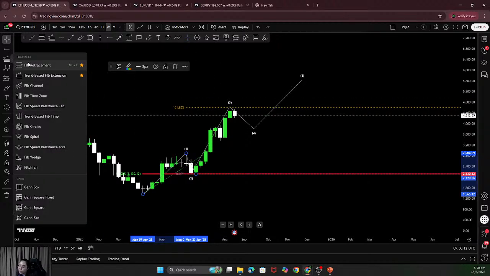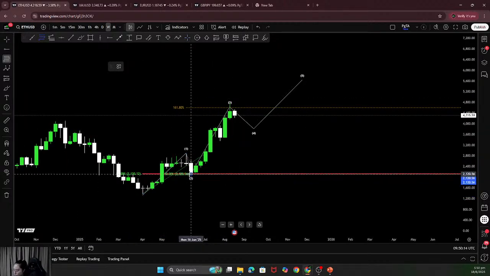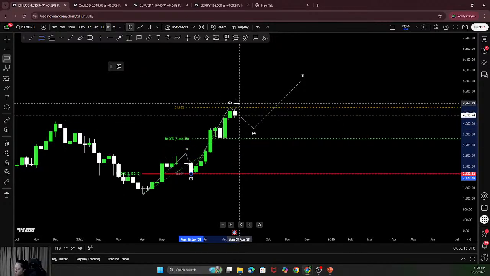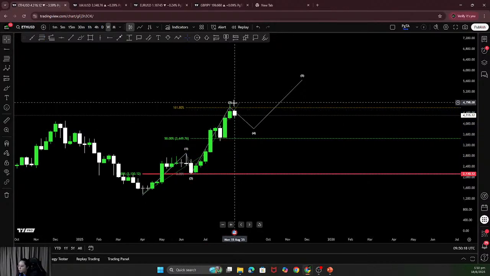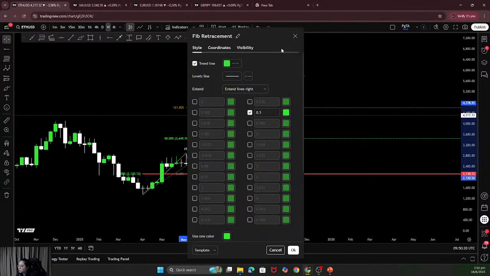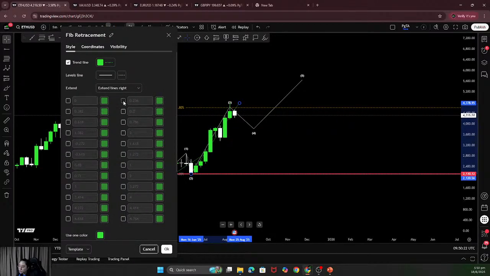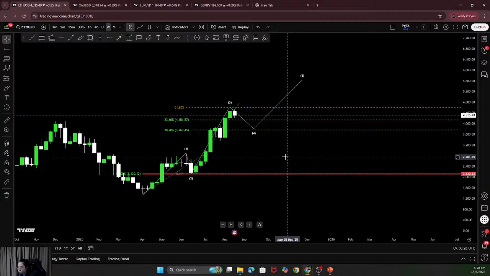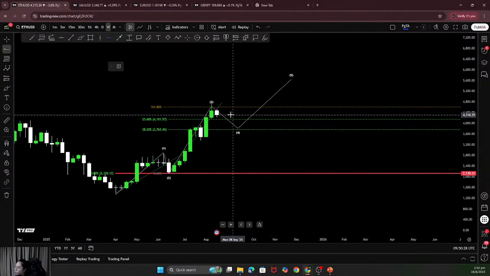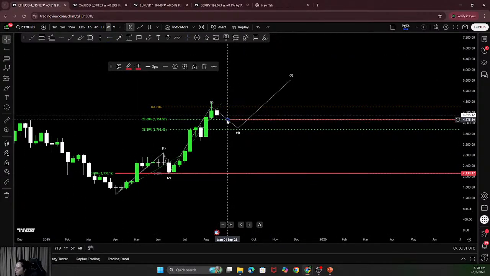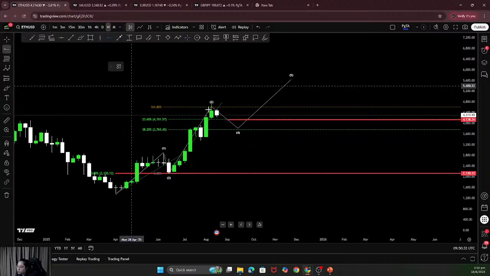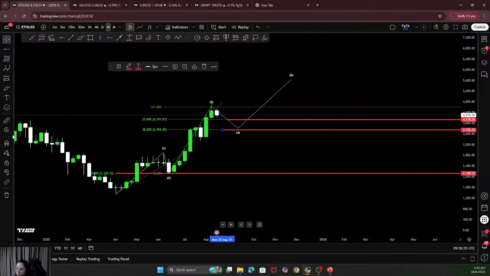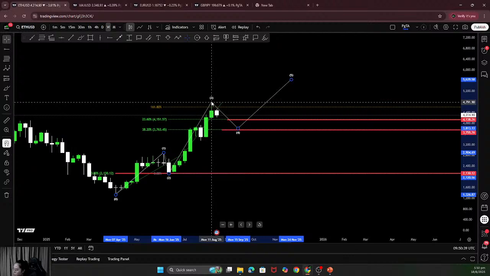For wave 4, the requirement is, again, start from wave 2 to wave 3. It usually retraces 23.6% or 38.2%. Usually, these are the targets for wave 4. So I can expect price to come here or here. Okay, I want this to be very accurate.